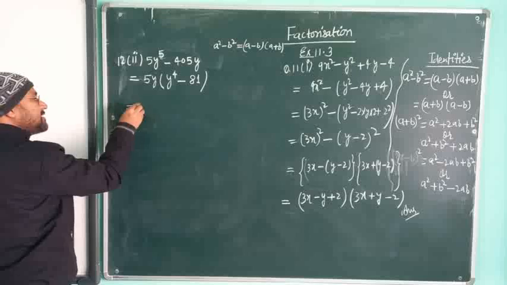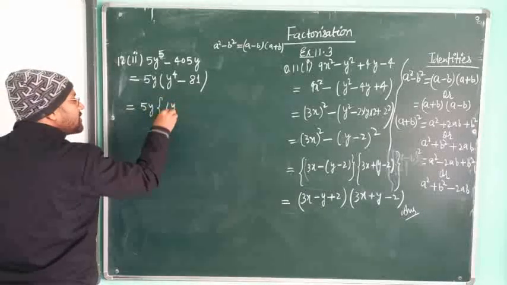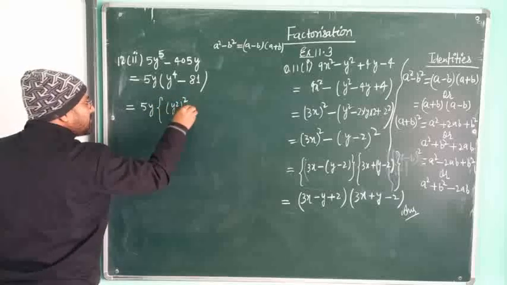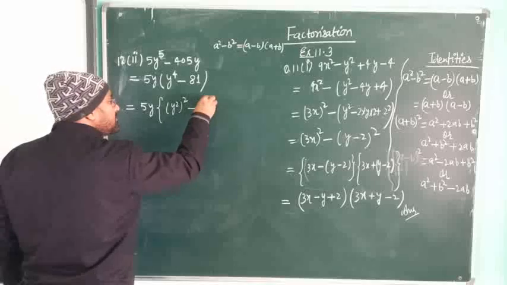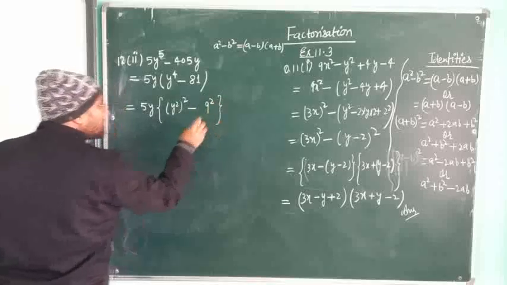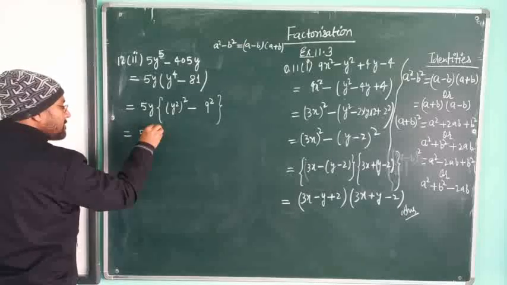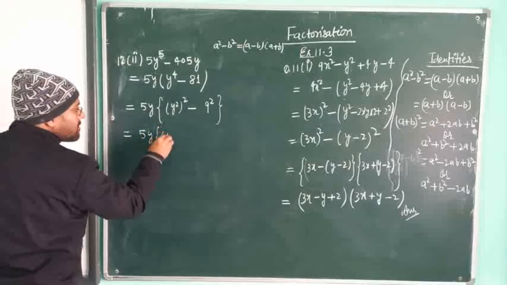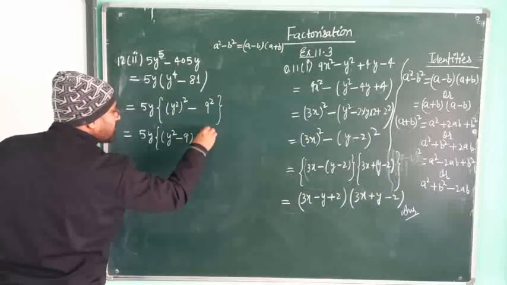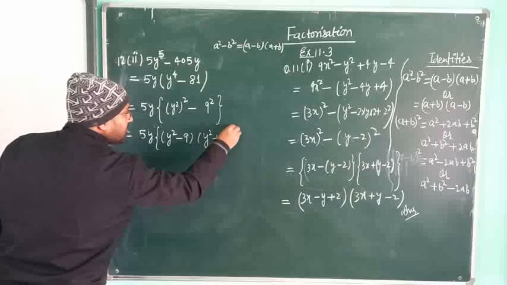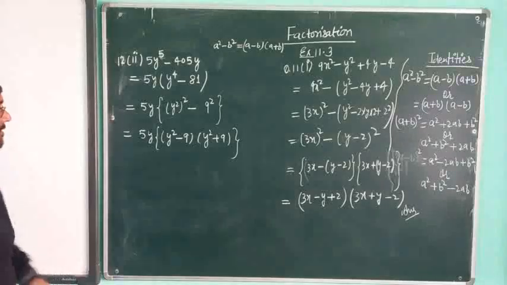So 5y I will take outside as it is. Now in a curly bracket I can write this: y square whole square minus, this is 9 square. And now we can use these identities. In one bracket a minus b, in another bracket a plus b. In place of a it is y square, and in place of b it is 9.